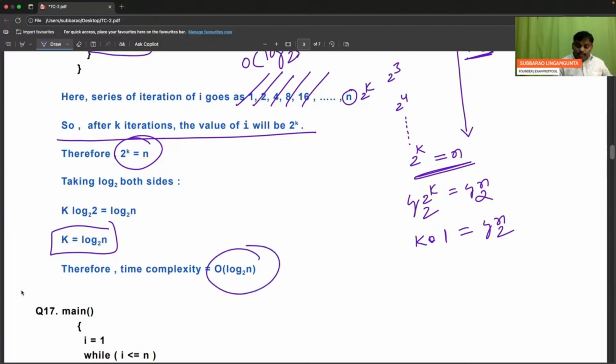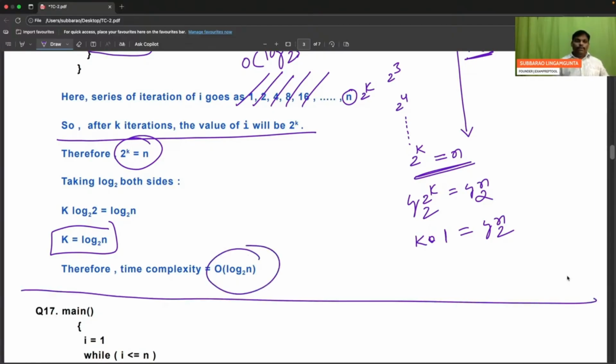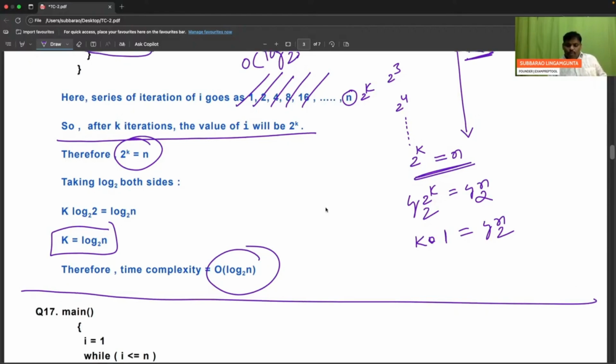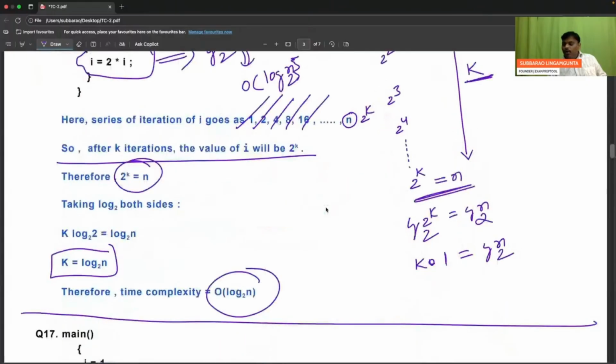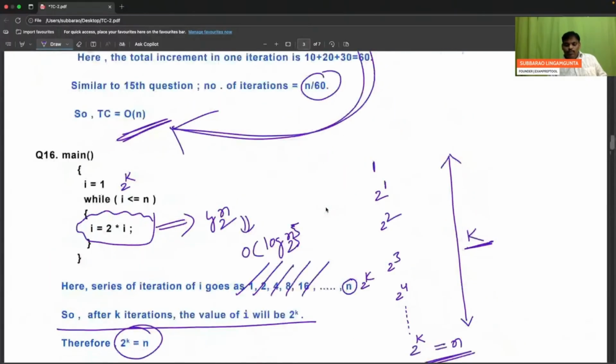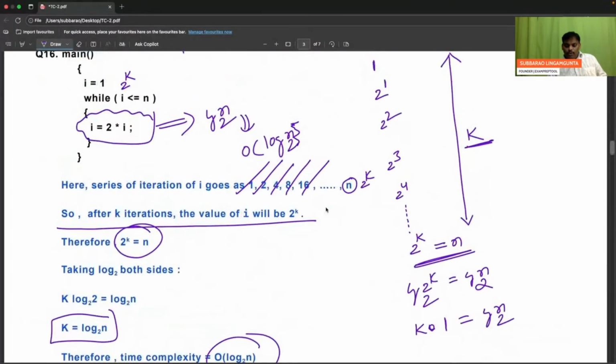This is the new variation. Please be careful. So the time complexity of problem number 16 became log n base 2.